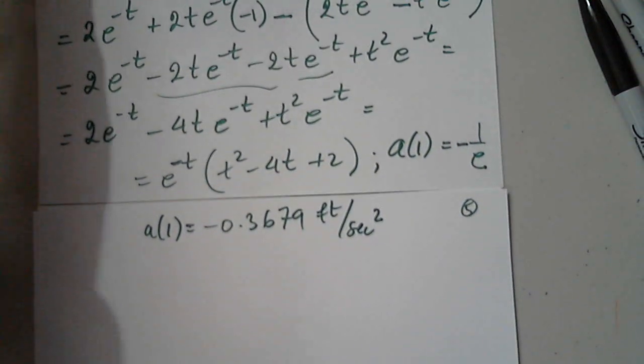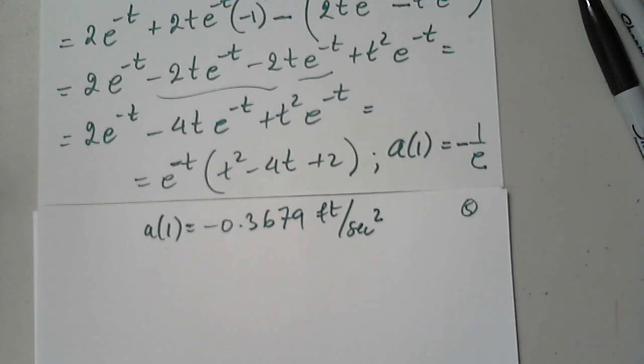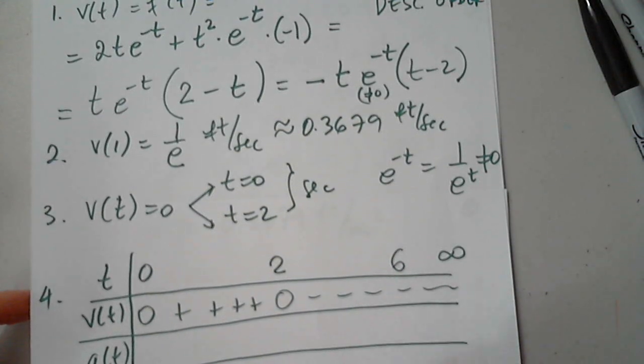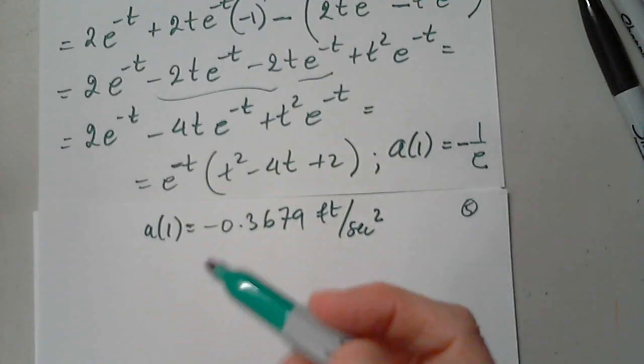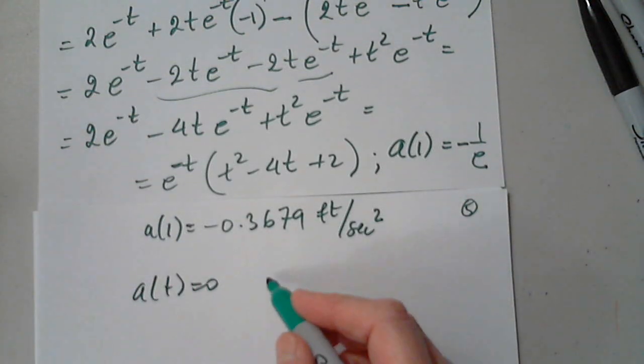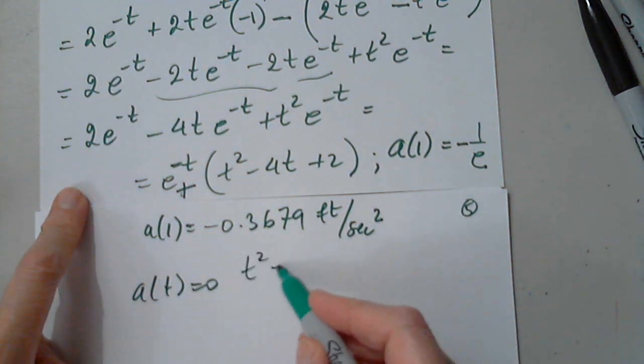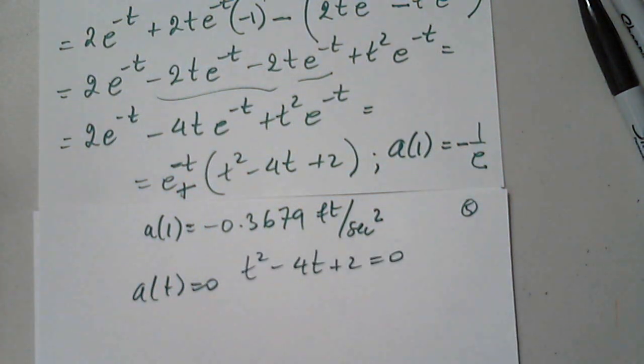And finally, I have to study the sign of the acceleration, find where it's 0, study the sign, and then draw conclusions. So I know that a of t is 0 only if this is never 0. This is never 0 and positive. When t squared minus 4t plus 2 is 0. And yes, you can do this with a graphing calculator. I'm fine. If somebody is in calculus and doesn't know the quadratic formula, there is nothing I can do at this point. I know you know the quadratic formula, so I'm not worried about it.